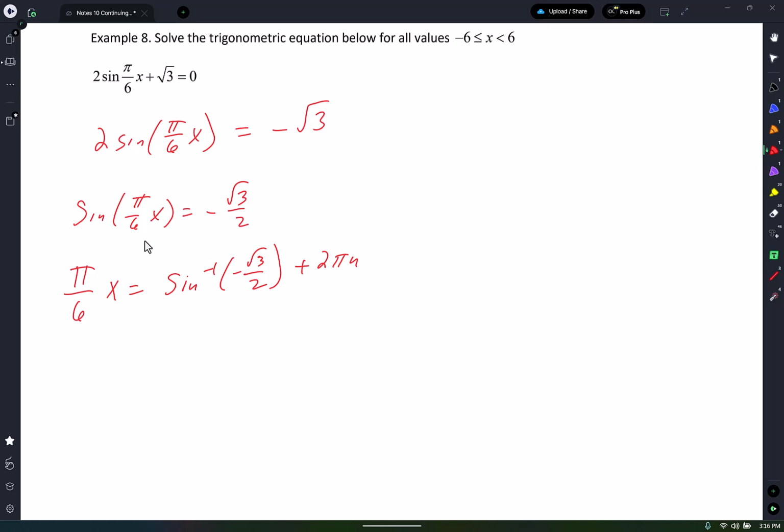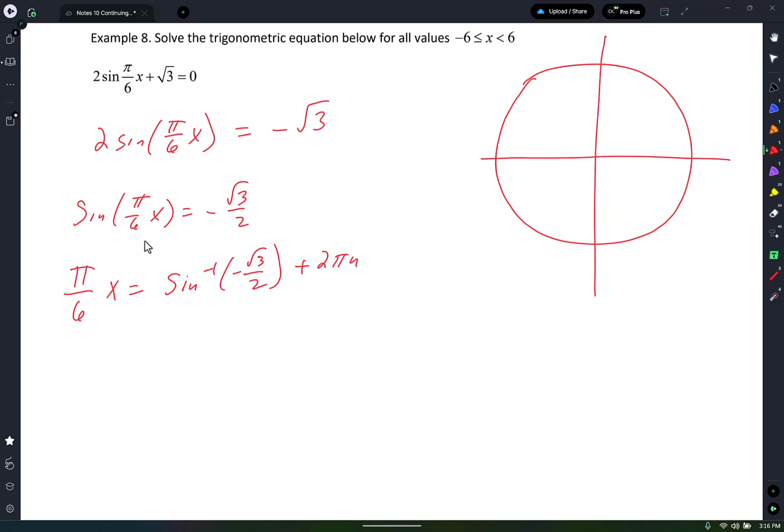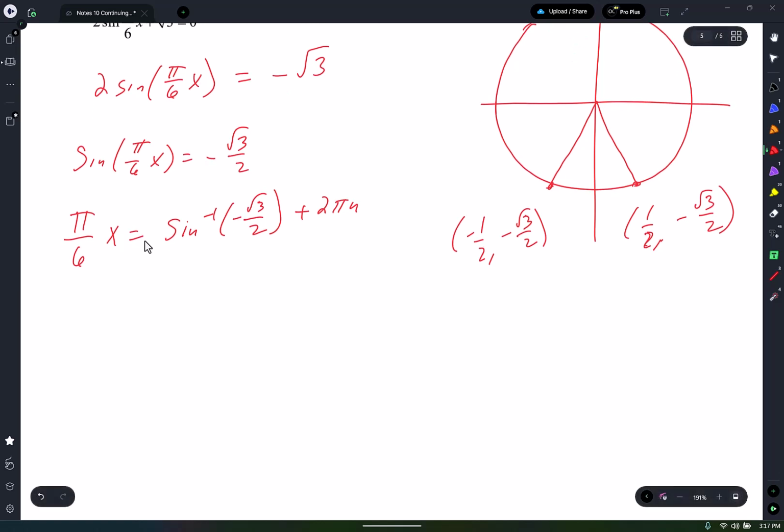I draw a little unit circle. Let me draw it better. And I'm like, oh, that's a negative square root of 3 over 2. That happens in quadrant 3. Oh, not there. This one down here. And quadrant 4. That coordinate is negative half, comma, negative square root of 3 over 2. This coordinate is 1/2, comma, negative square root of 3 over 2. I'm going to go pi over 6x1. I'm going to put the subscript there. Equals, what's my first radian where I get a negative square root of 3 over 2?